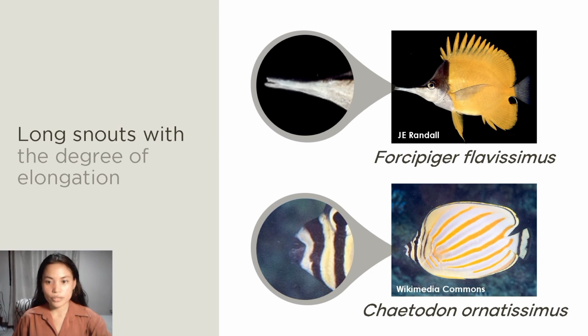The next structure is their long snouts, with a degree of elongation depending on the species and the type of food that they eat. This is observed in the fish species Forcipiger flavissimus and Zanclus cornutus, which possess very long jaws similar to tweezers to grasp invertebrates in narrow crevices, while species under the family Pomacanthidae and a species under family Chaetodontidae, Chaetodon ornatissimus, have short jaws for nipping off live coral polyps.